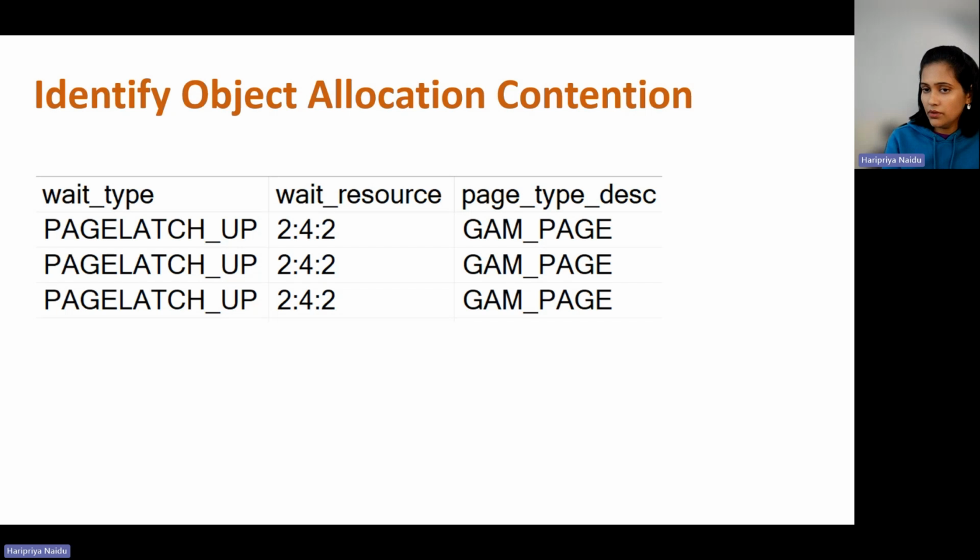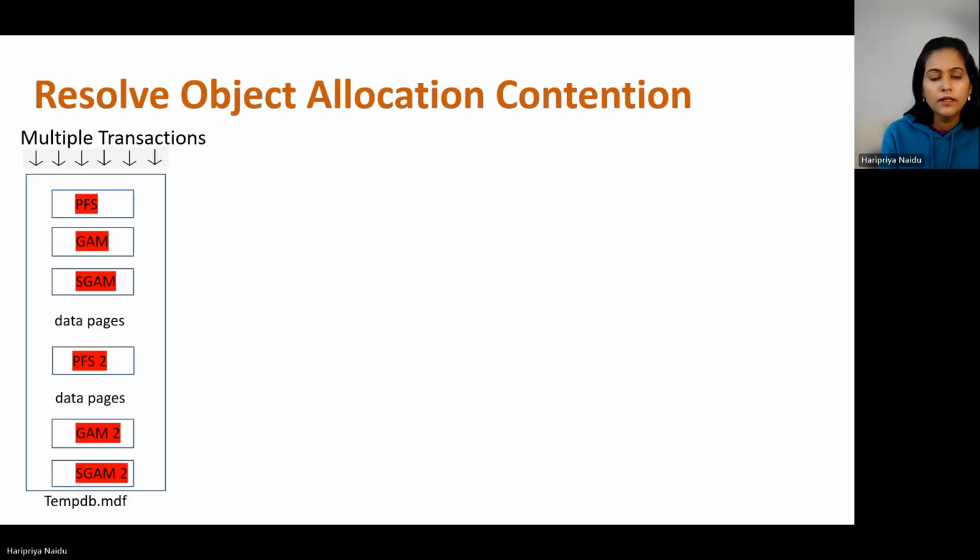All right. So now you know how to identify it. Let's see how to resolve it. So we have this data file, multiple transactions are hitting on that data file, waiting to get a latch onto PFS, GAM, SGAM pages. In order to reduce this contention, if we have more PFS, GAM, SGAM pages, then this contention can be reduced because now all those transactions are waiting to get a latch onto PFS, GAM, SGAM. So having more of those pages is the key idea here. Once you have more PFS, GAM, SGAM pages, then contention will be reduced.